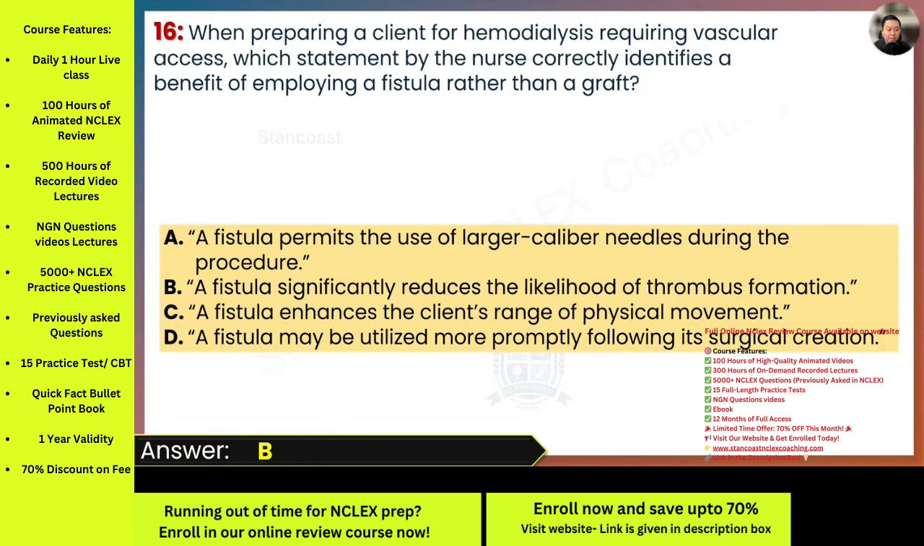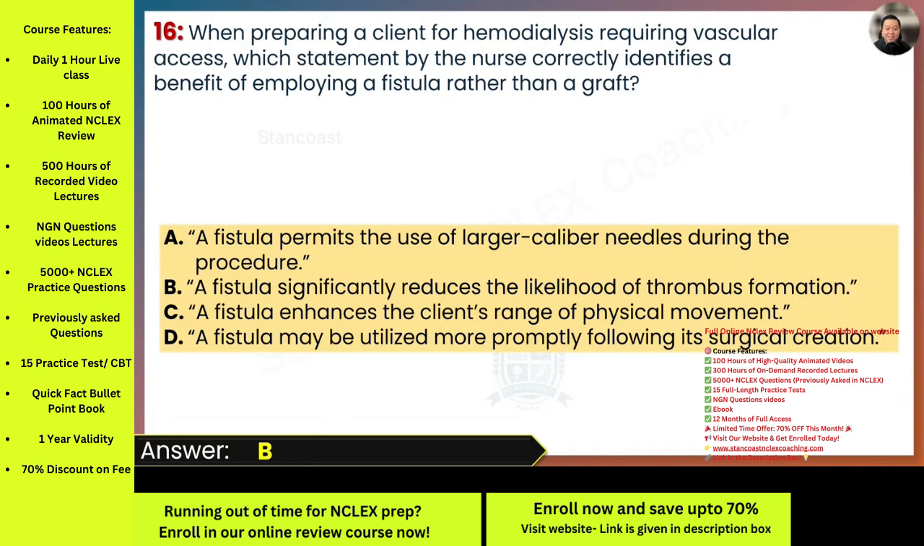Now, what about letter A? Why is this incorrect? This states a fistula permits the use of larger caliber needles during the procedure. Well, the size of needles used for hemodialysis is not determined by the type of vascular access. The needle gauge depends more on the blood flow needs and the individual patient factors. So this is incorrect.